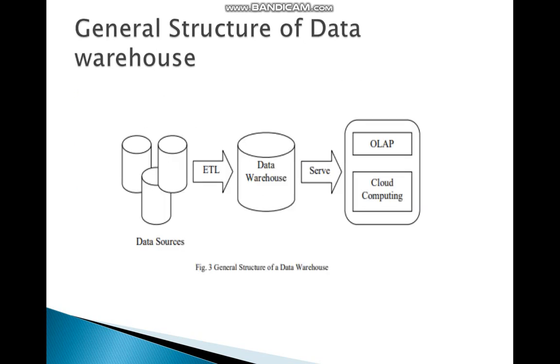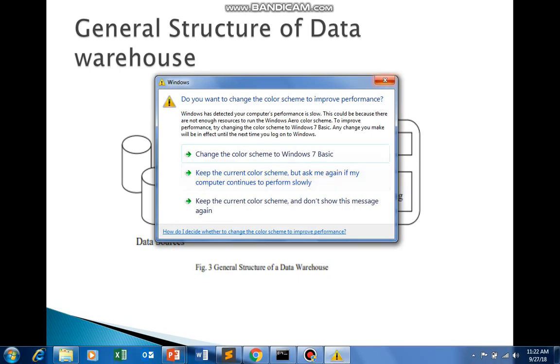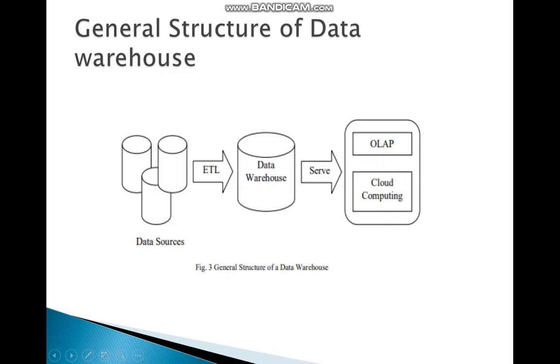So next, the general structure of data warehouse. You can see that to make a data warehouse, data comes from multiple sources, and then we perform ETL. We extract the data from the data sources, we transform it, and then we load the data into the data warehouse. So we extract the data from the multiple sources and then we transform. What is meant by transformation?